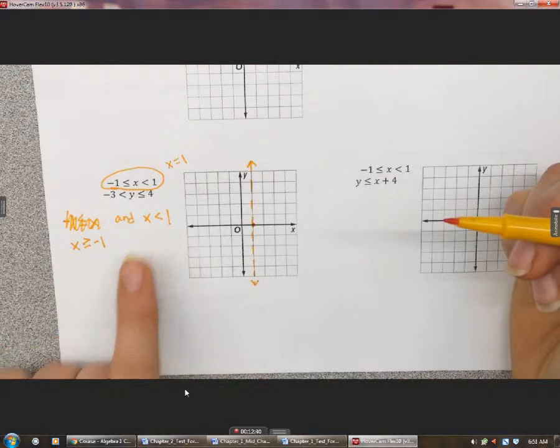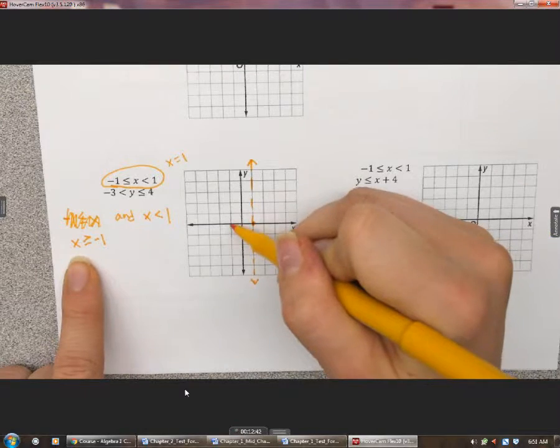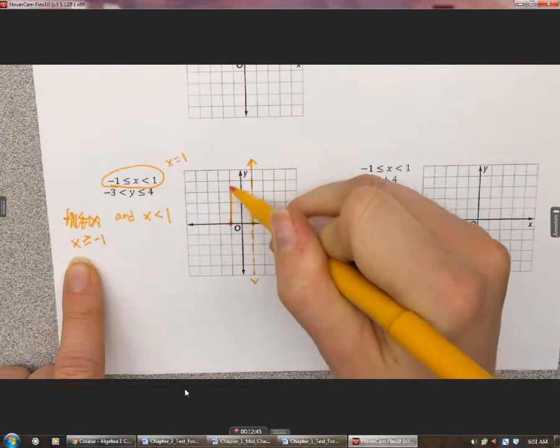But hang on, we'll just wait a second. Then we should graph this one. X is -1. This will be a solid line. Again, it's vertical.